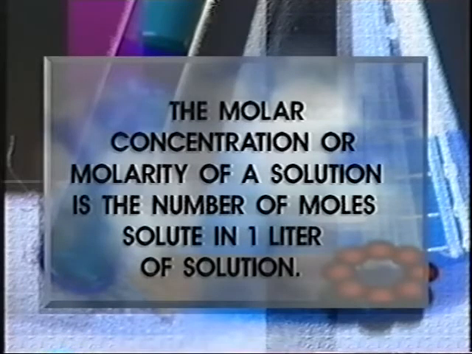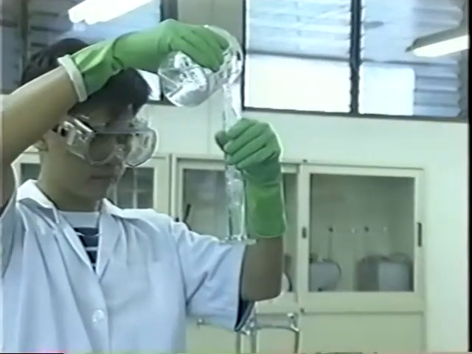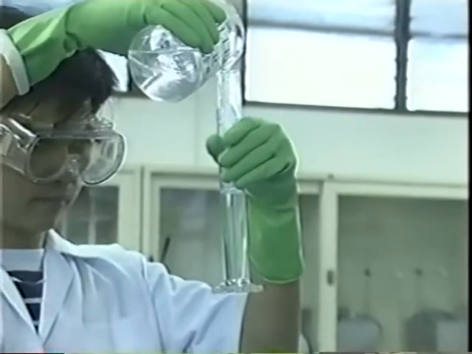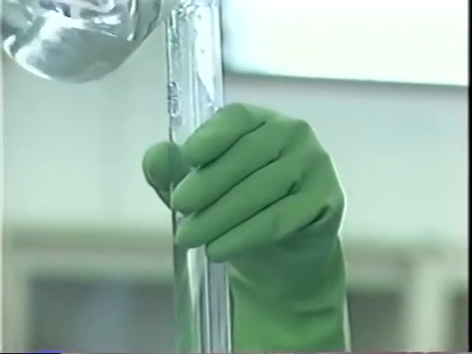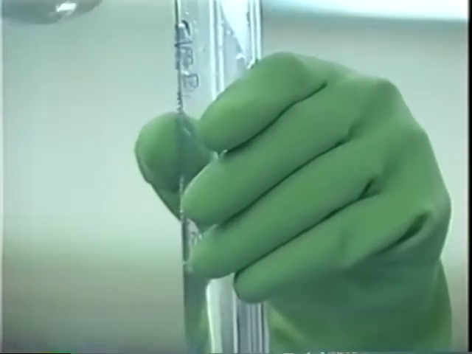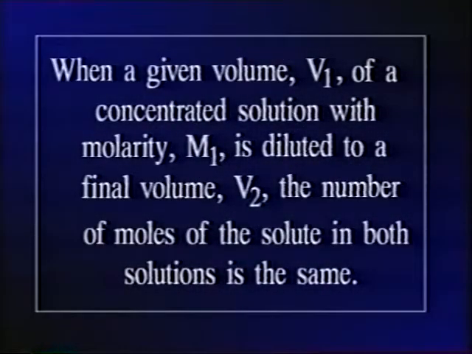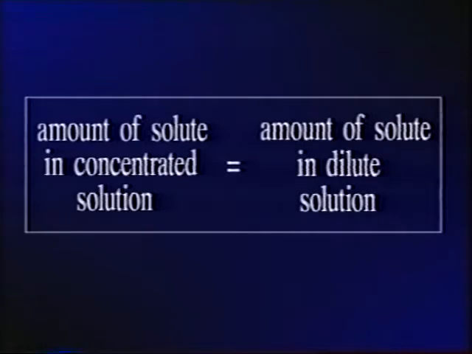milliliters of solution. The solution is homogeneous, and multiplying molarity by a given volume in liters will give us the number of moles of solute in that same volume. When a given volume V1 of a concentrated solution with a molarity M1 is diluted to a final volume V2, the number of moles of solute in both solutions is the same. We can show this through this equation.